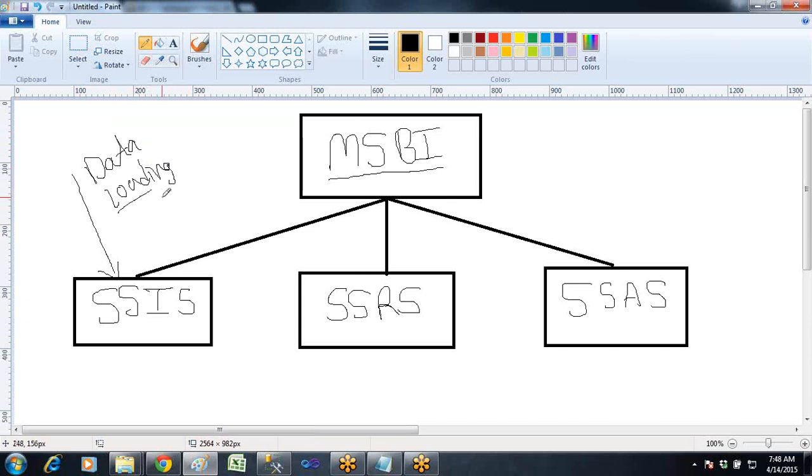We can load the data from different places to our sources, whatever it is. You can define the data loading process however you want. Okay, and then SSRS. What is the purpose of SSRS?